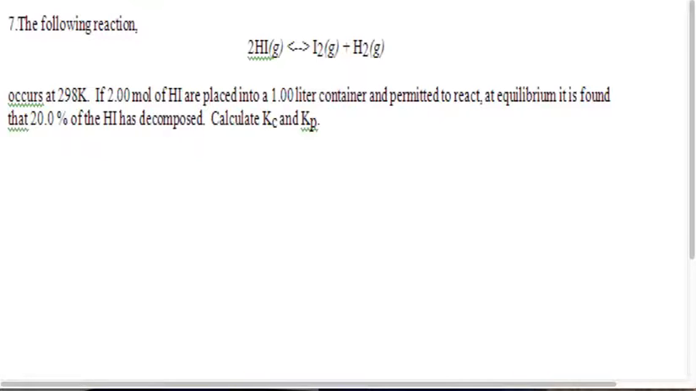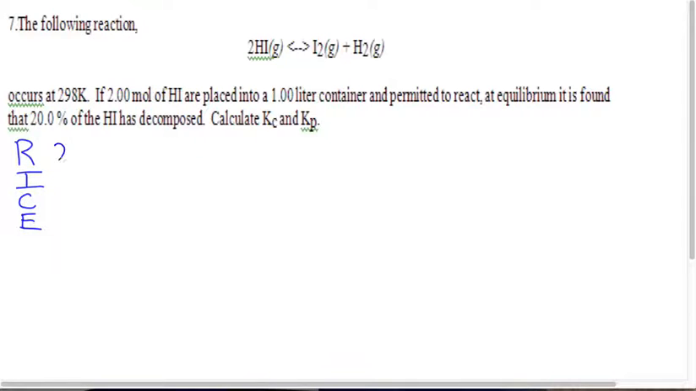The following reaction occurs at 298 K. If 2 moles of HI are placed into a 1 liter container and permitted to react at equilibrium, it is found that 20% of the HI has decomposed. Calculate Kc and then Kp. All right, so we need to calculate Kc, so we need equilibrium concentrations, but we don't have any, so that means we've got to use an ICE table. So I'm going to do my ICE table on the side this time.